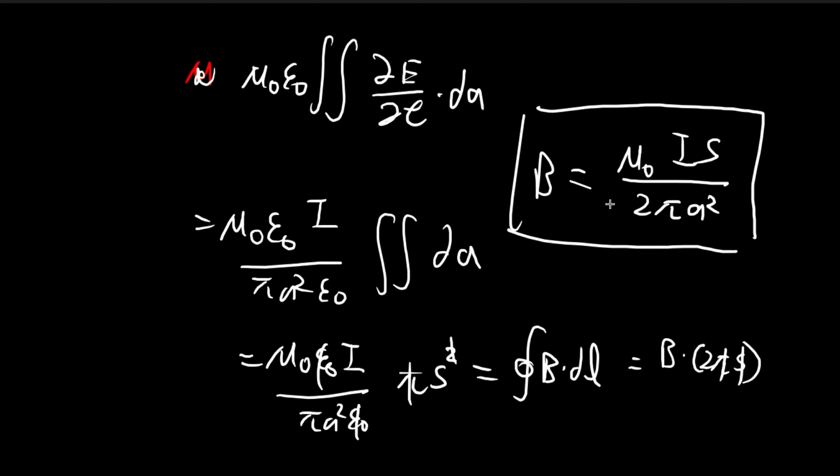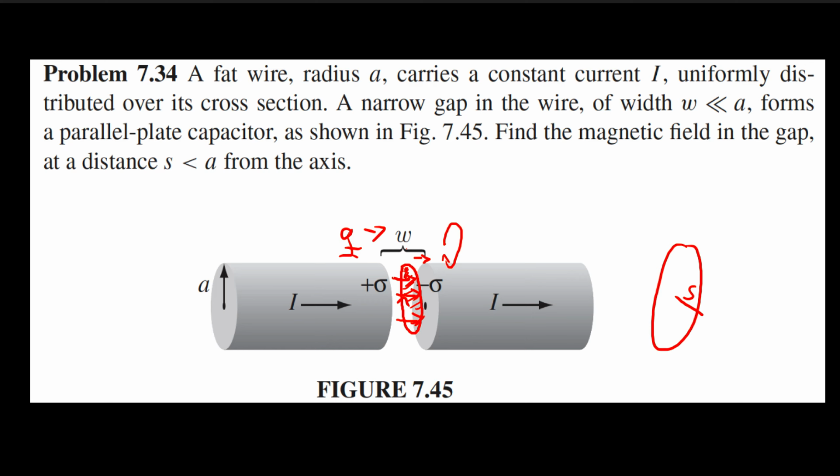And this is the magnitude of the magnetic field. The direction is going to be the clockwise direction, from the point of view of standing here and looking in this direction. So it's clockwise.